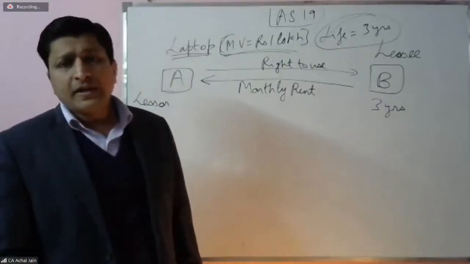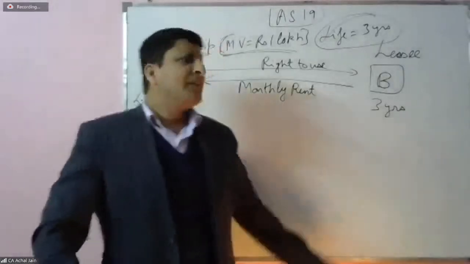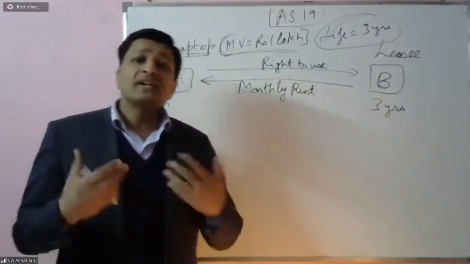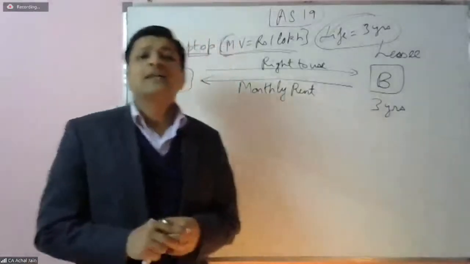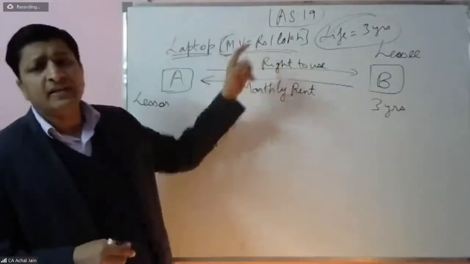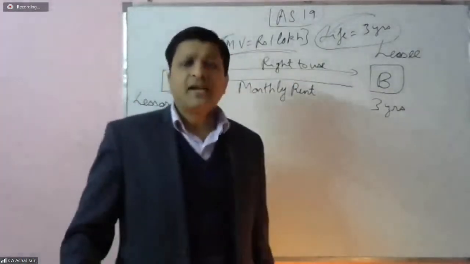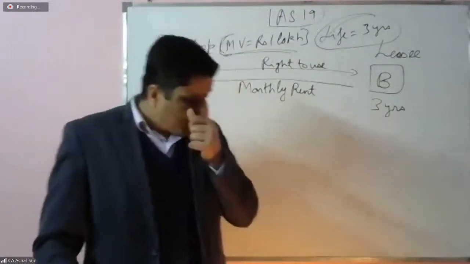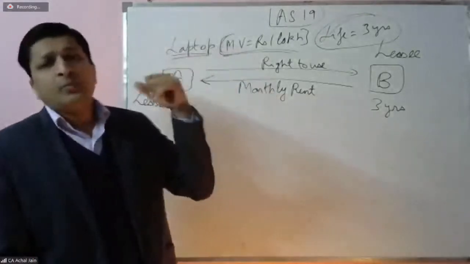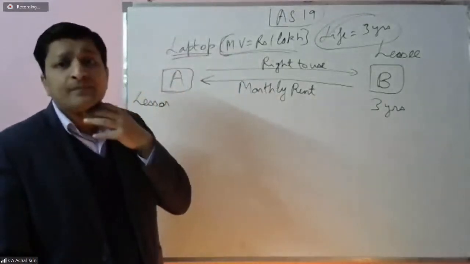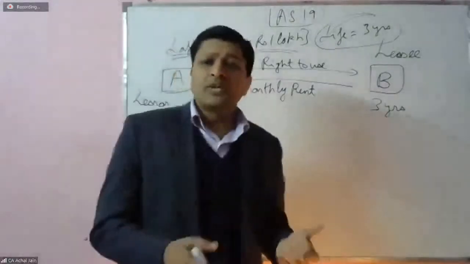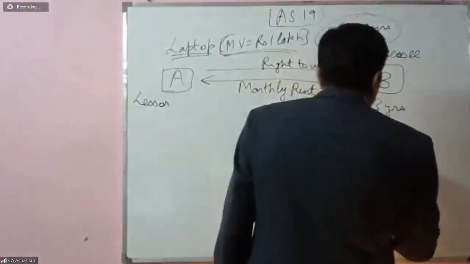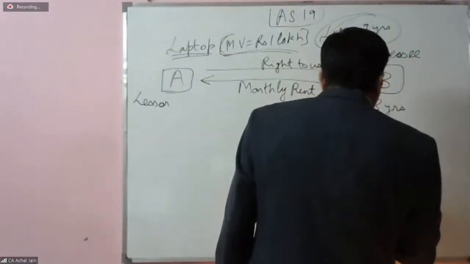Now, B has a problem currently. What's the problem? B wants a laptop for 3 years, but today B doesn't have the resources to buy this laptop. B doesn't have this much money to buy this laptop for 1 lakh. So that's why another type of arrangement has been thought upon. What is that arrangement? It's a kind of loan, or you can say it's a kind of funding.